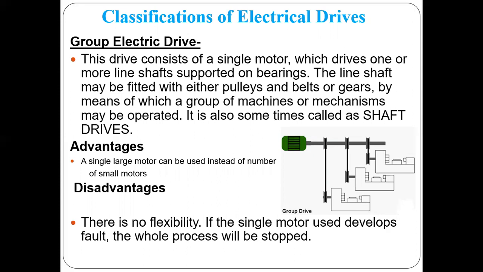If we discuss the advantages, a single motor can be used instead of a number of small motors. Disadvantages: the main disadvantage is that there is no flexibility. That means if a single motor is used and that motor fails, the whole operation, the whole process and mechanism will be stopped. This is the big disadvantage of this type of group drive.